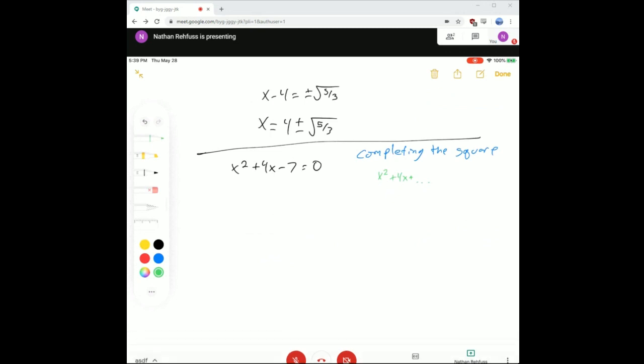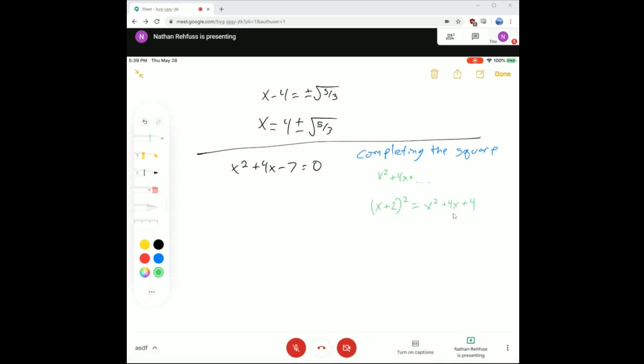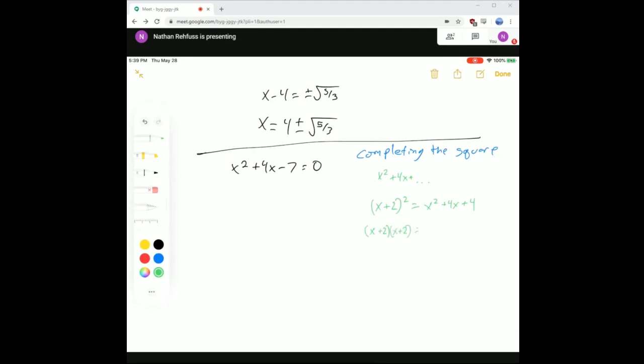Well, I know from playing with polynomials a whole lot that x plus 2 squared is x squared plus 4x plus 4. Because outside and inside are 2x and 2x, and last is 2 times 2, which is 4. In fact, that's probably worth writing down. This is x plus 2 times x plus 2: first, x squared; outside, 2x; inside, 2x; last, 2 times 2, 4.